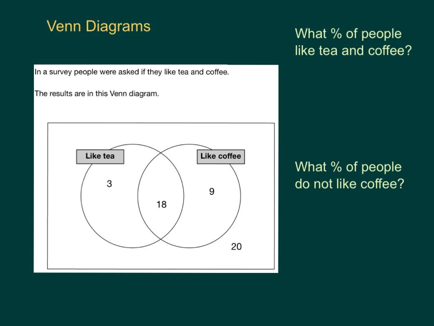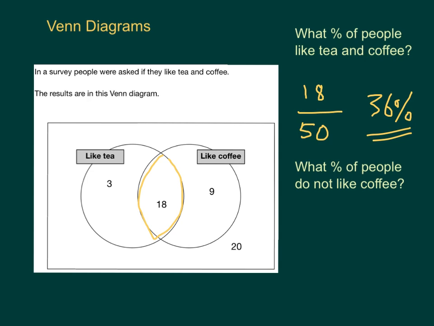Okay, so firstly, I need to figure out that there are 18 people who like tea and coffee, 18 where we're in both of the circles, and that's 18 out of a total of 50. Now, of course, to work that out as a percentage, I need to know what it would be out of 100, which, of course, would be 36 out of 100, or 36%.